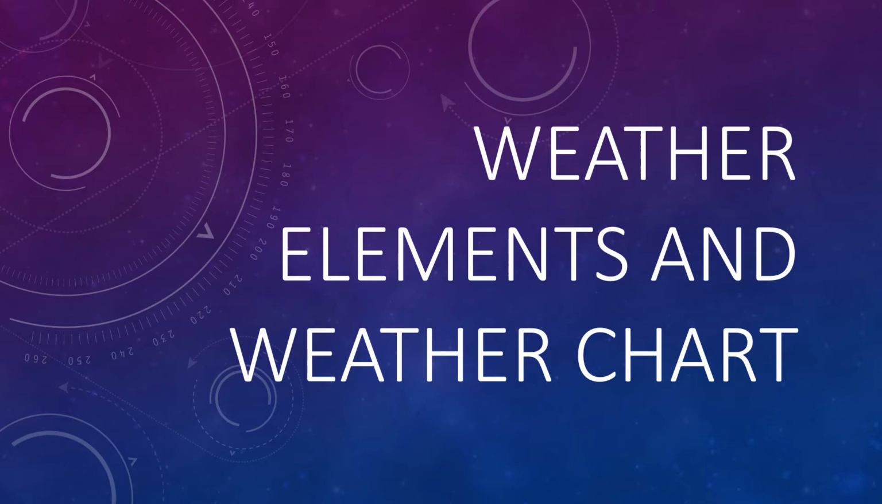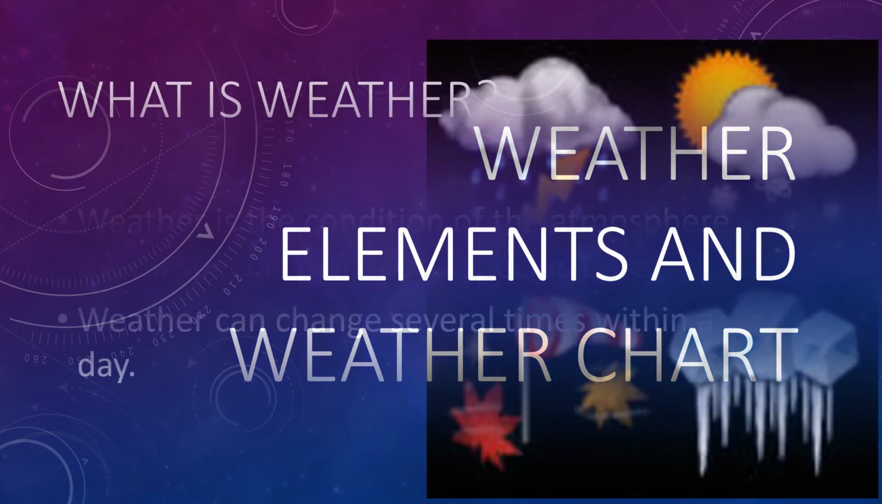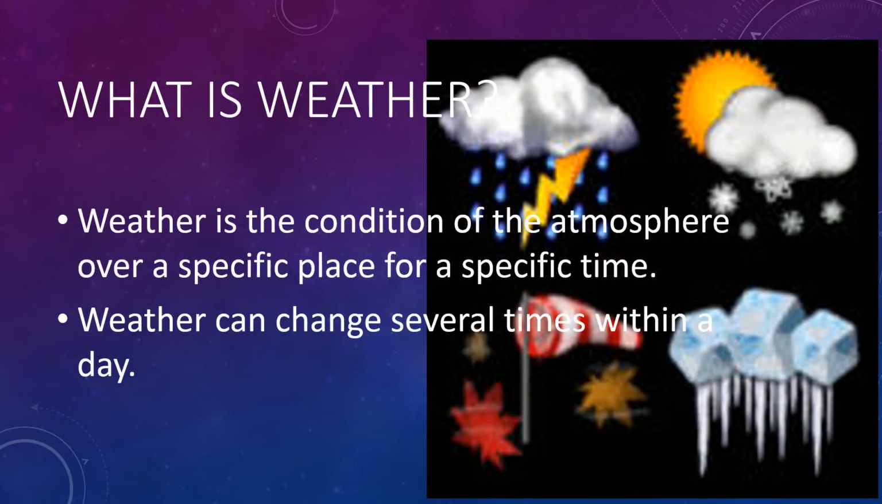In this video, we are going to talk about weather elements and weather chart. What is weather? Weather is a condition of the atmosphere over a specific place for a specific time. Weather can change several times within a day.